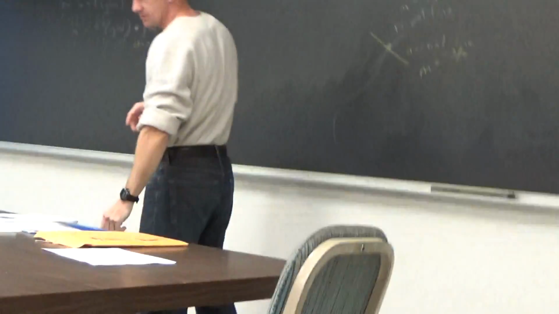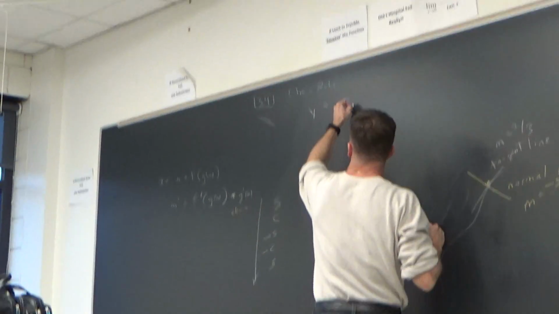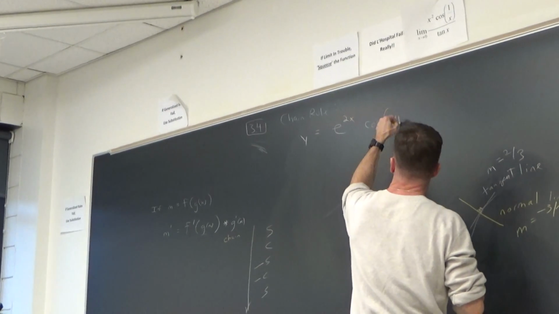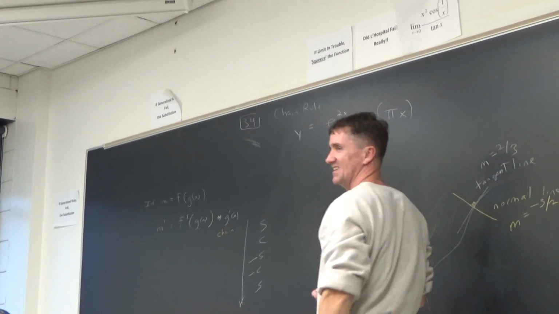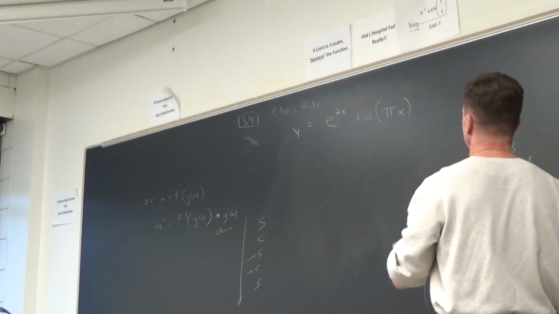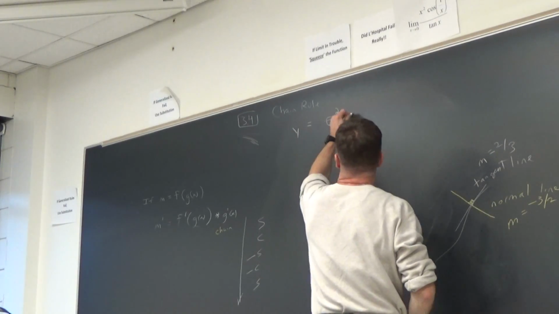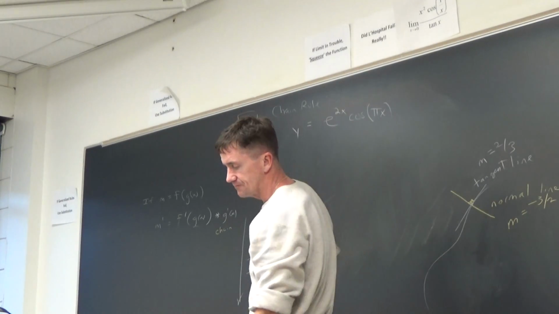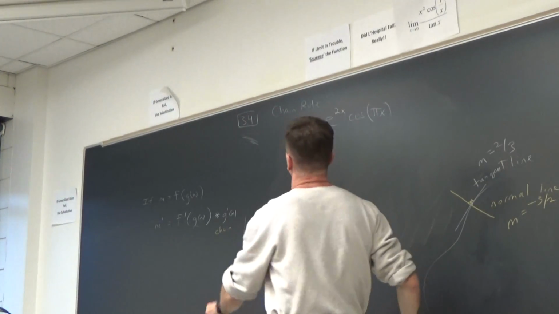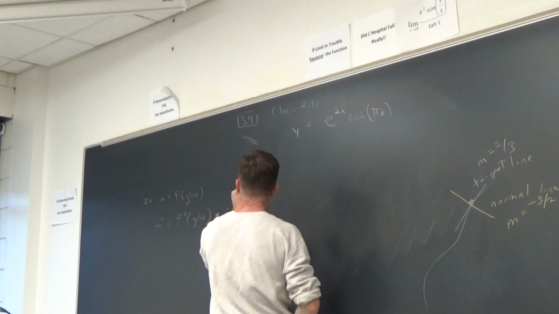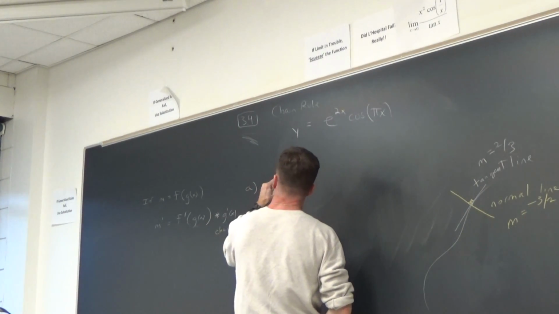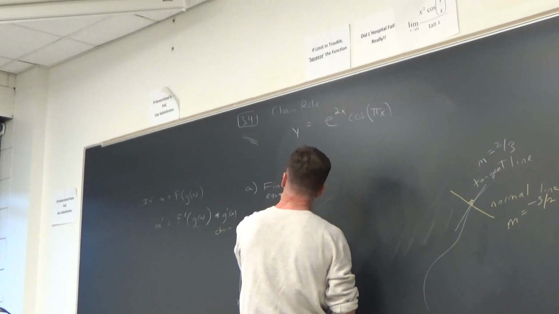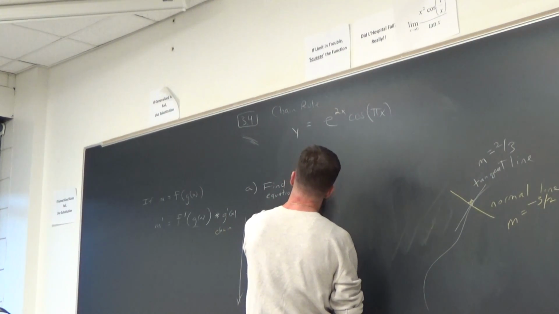When y equals e to the 2x times cosine pi x. Look at that thing. Let me squeeze that cosine pi x in. Letter A. Find the equation of the tangent line drawn to the curve.